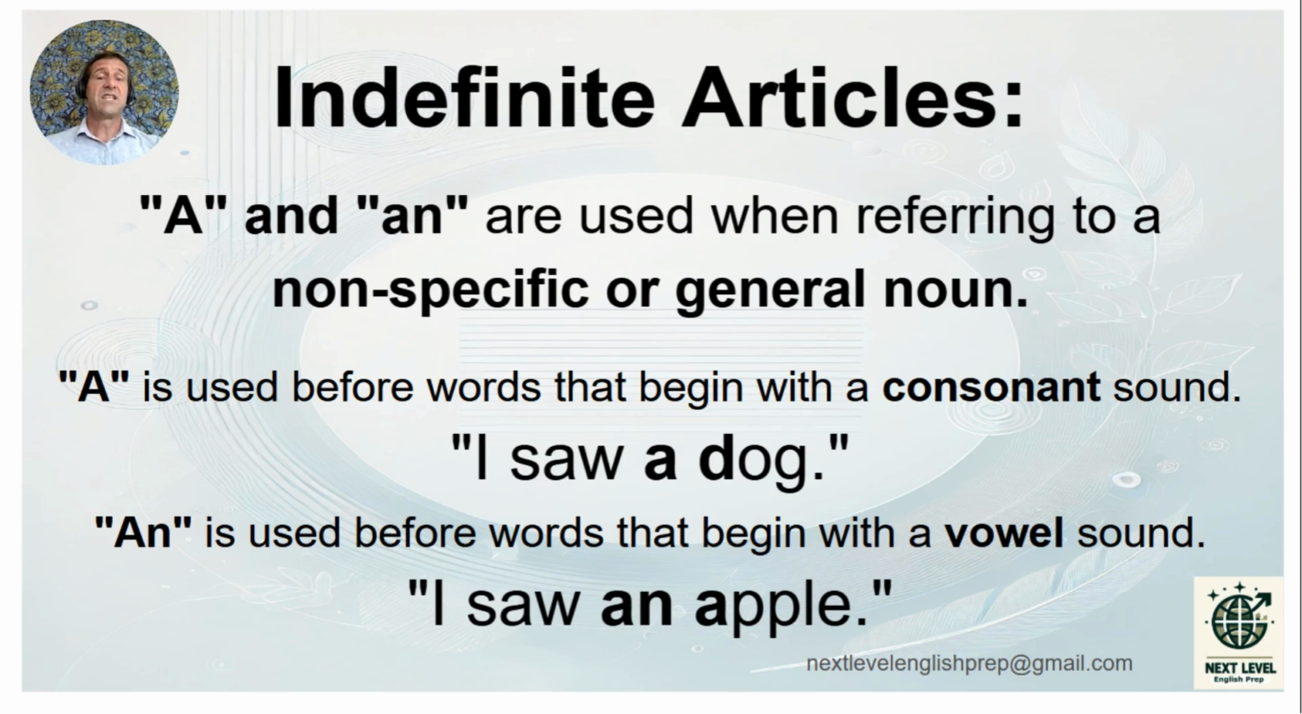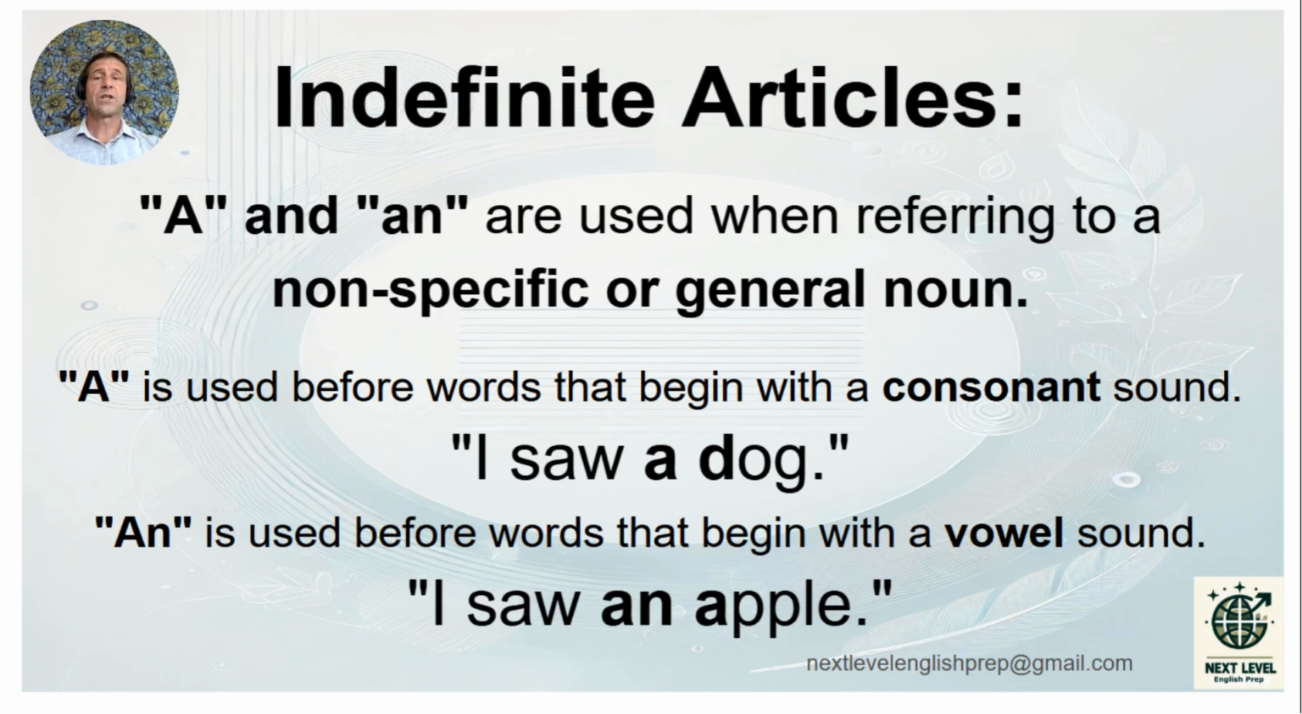Now, what's the difference between a and an? So we use a before consonant sounds. A cat. C is a consonant. A cat. A house, another consonant, and a teacher. We use an before vowel sounds. An apple. A is a vowel, so we'll say an apple, an hour, an engineer.